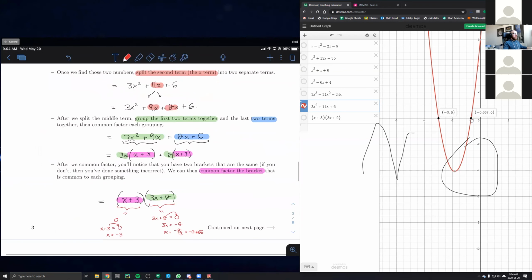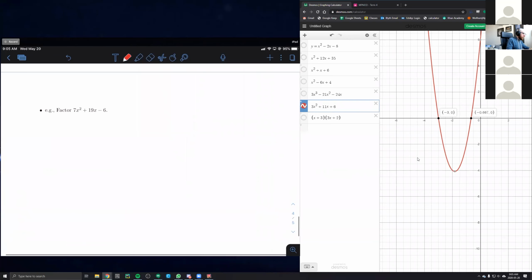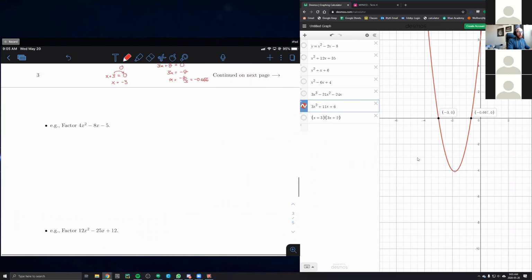Can we do another example? Of course. Please. Yes, of course. Okay. Yeah, let's do another example. I think I have 3 more examples, so we're going to get lots of good practice with this.